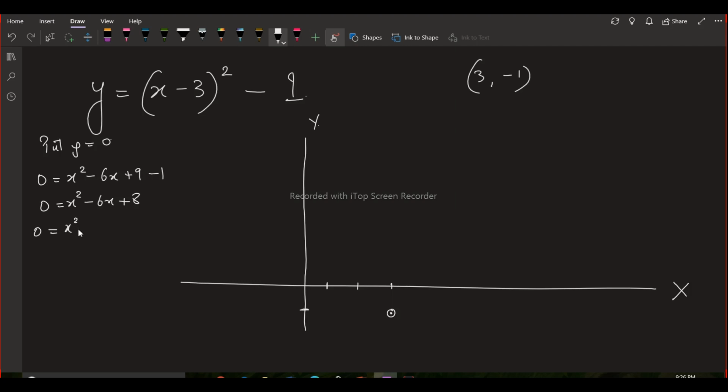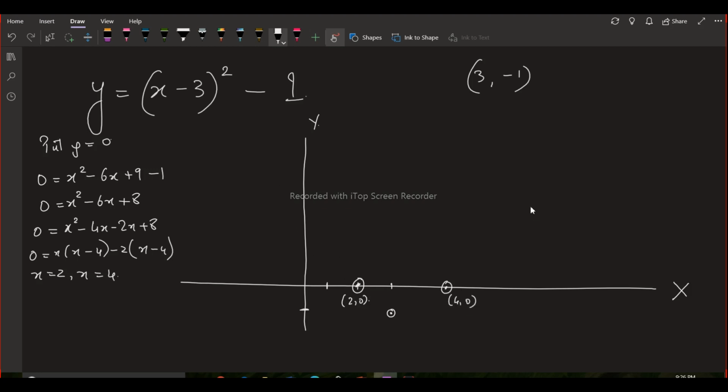So you'll have x square minus 4x minus 2x plus 8. So 0 is equal to (x minus 4)(x minus 2). What you get is x is equal to 2 and x is equal to 4. That means when x is 2, this graph cuts the x-axis, and when x is 4, this will cut the x-axis. So this is your 4 comma 0 point, and this is your 2 comma 0 point.